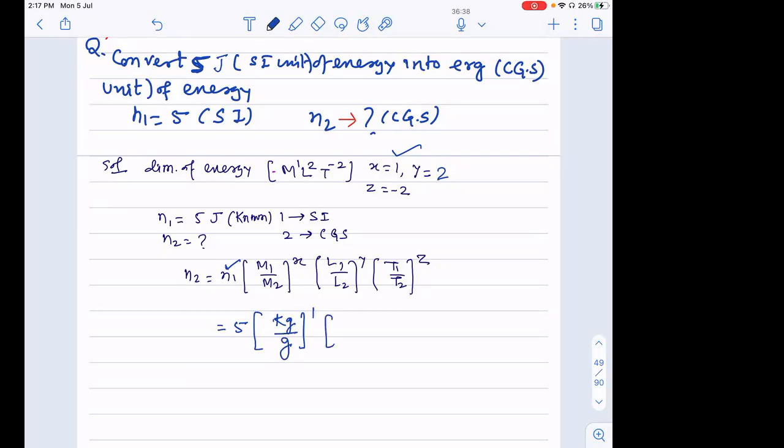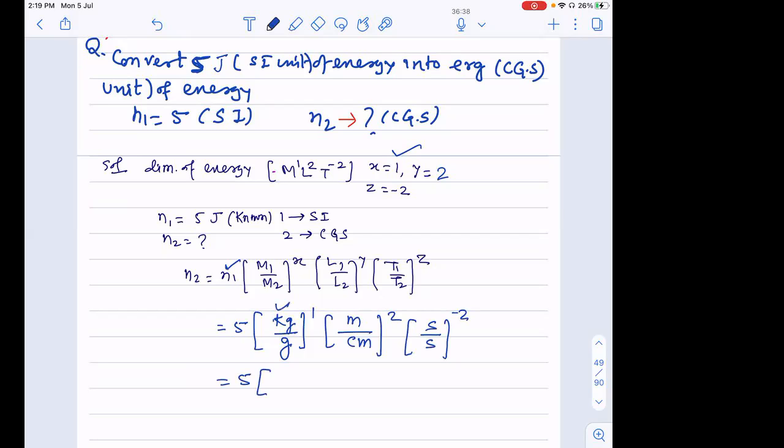Length is in meters. In CGS, length is in centimeters. Power is Y, Y is 2. Time in both systems of units is in seconds. Power is -2.